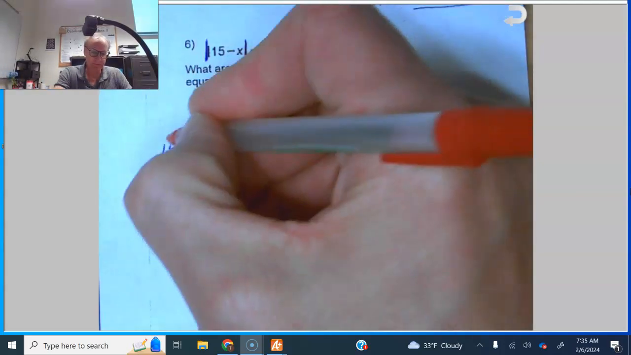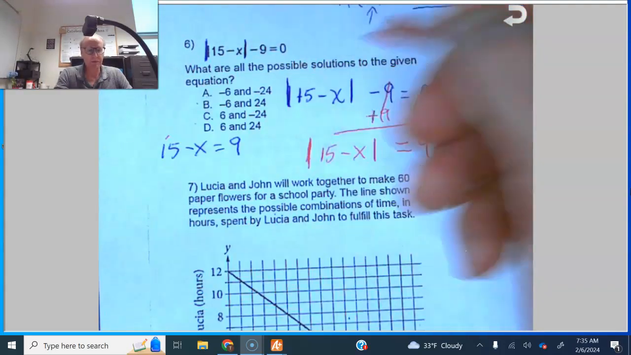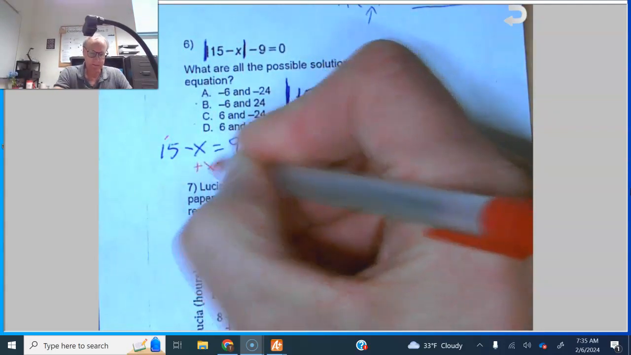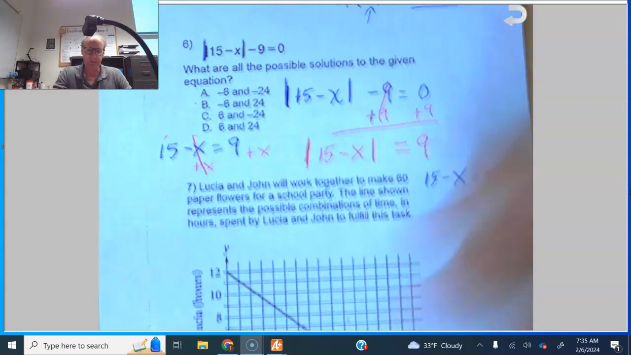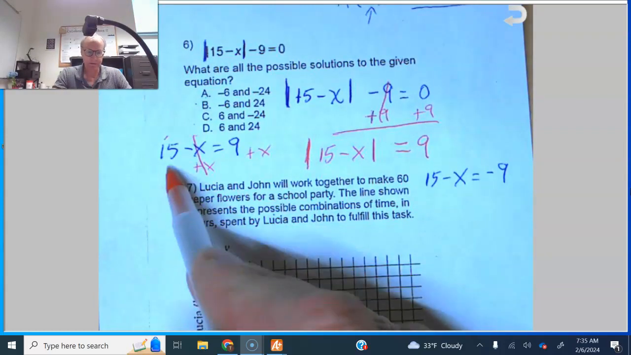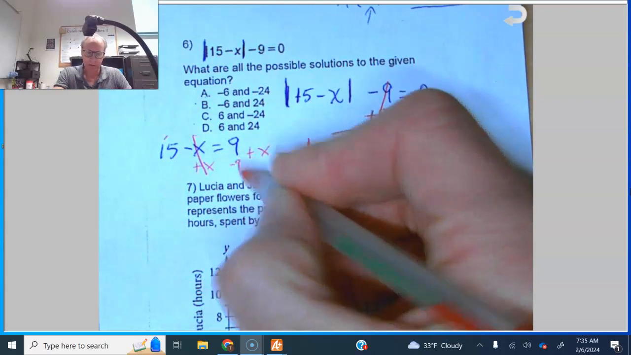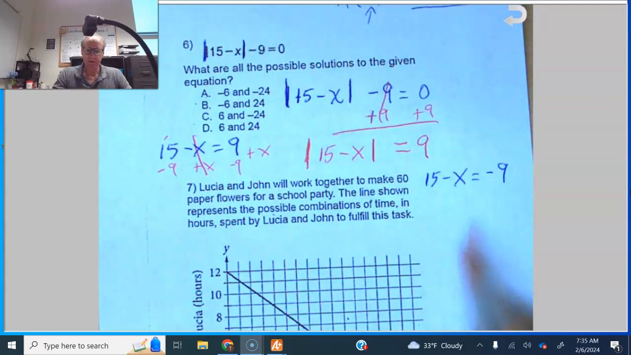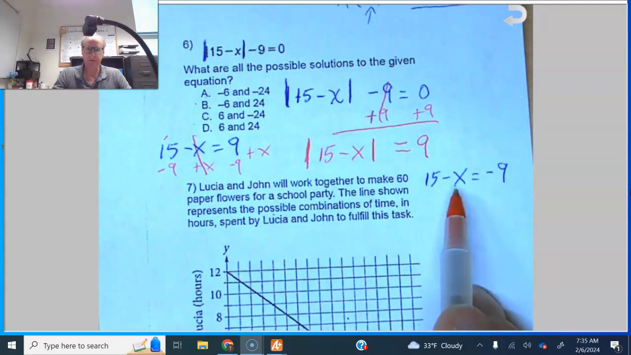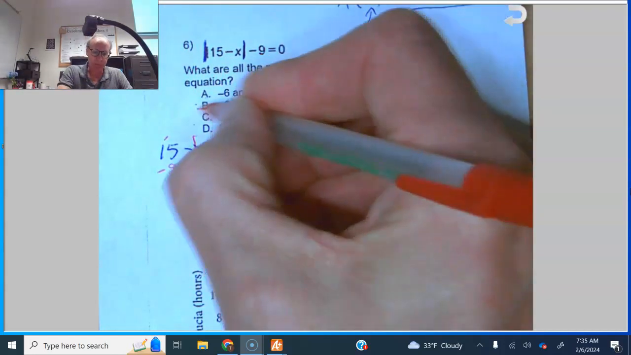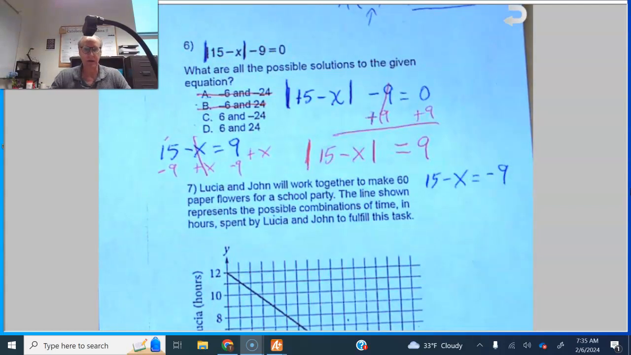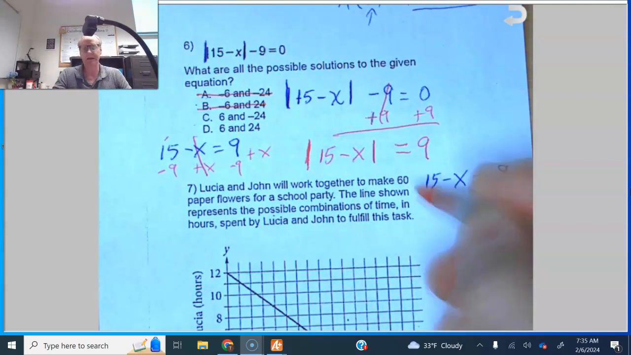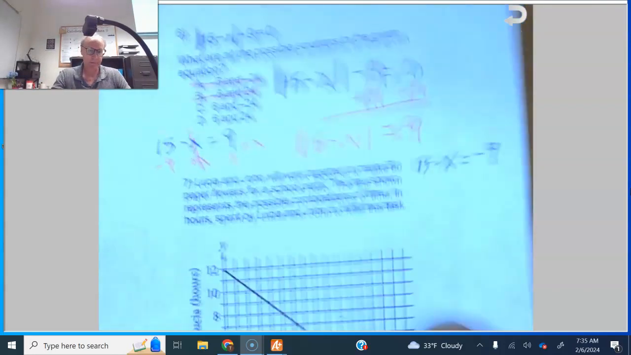You subtract 15 from both sides. Probably easier to add x to both sides. Add x, and then we subtract the 9 to get the x by itself. So 15 minus 9 is 6. That's one of my solutions. Do the same thing with this one and find your other solution. We want the positive 6, so these two are out. You have one more solution. Add the x, and then add the 9 to both sides, and you'll get your answer.